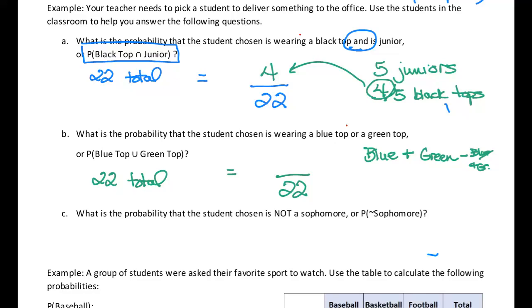This is the active participation. Do we have anyone with both? No. Thank you. You can sit down.